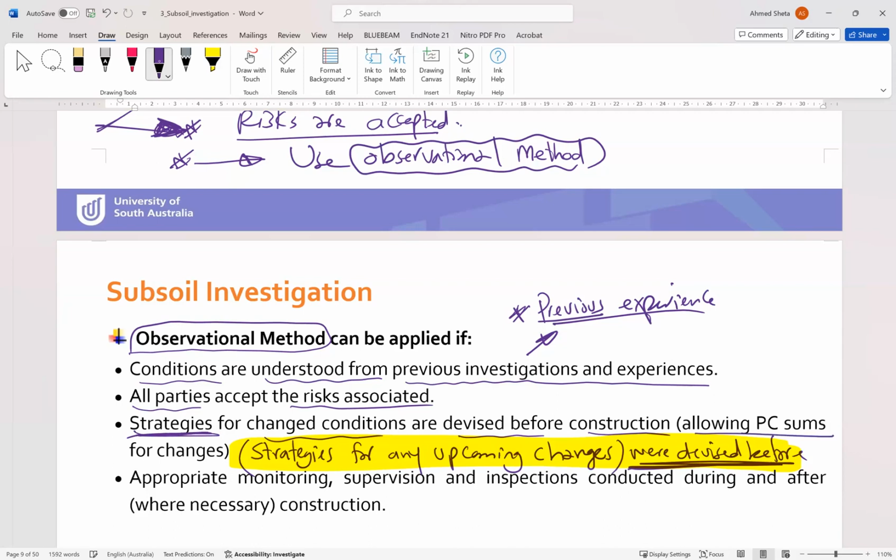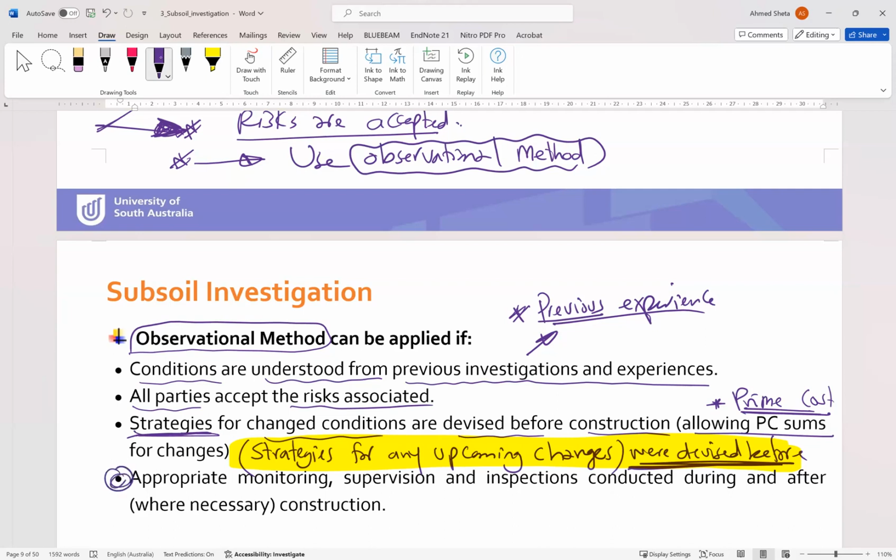This will allow the prime cost sums for changes in cost in the future, because as you know, in the contracts or the proposal, you need to define all the costs and all the elements of the structure. So this element or cost will not be considered up front, but it can be considered under the prime cost sums. So this also needs to be taken into consideration in this method.